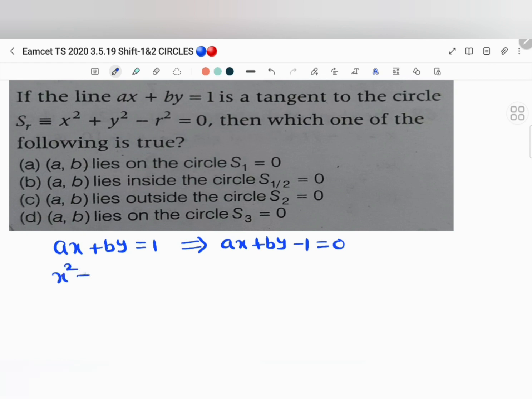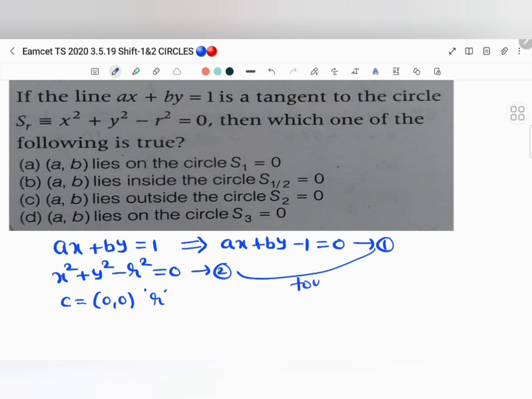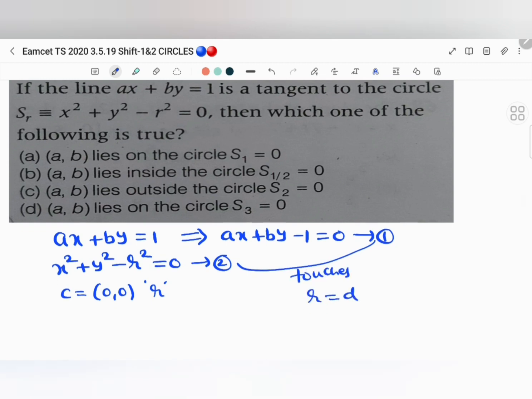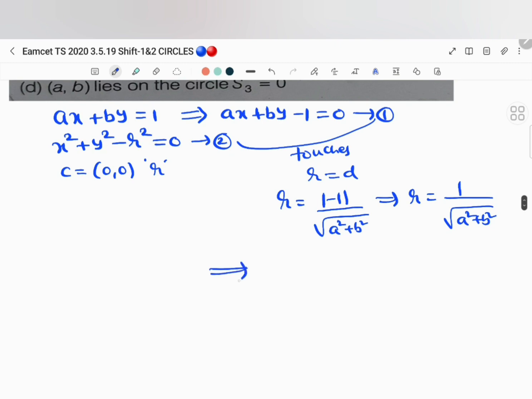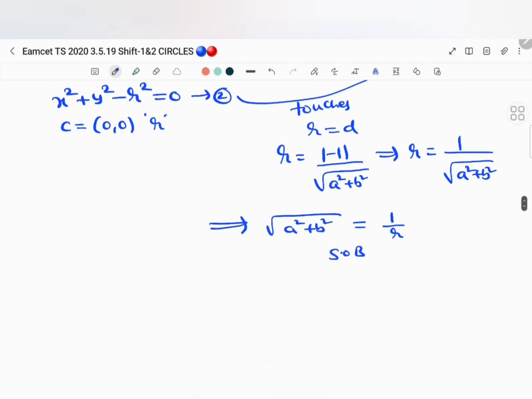What is the circle equation? x square plus y square minus r square equal to 0, center 0 comma 0, radius is r. Equation 1 touches equation 2, and we know that when a line touches a circle, r is equal to d. The radius is r only. d is the perpendicular distance from the origin to the line, which is mod c by root of x coefficient whole square plus y coefficient whole square. So r is equal to 1 by root a square plus b square. Cross multiplying, root a square plus b square is equal to 1 by r, so a square plus b square is equal to 1 by r square.